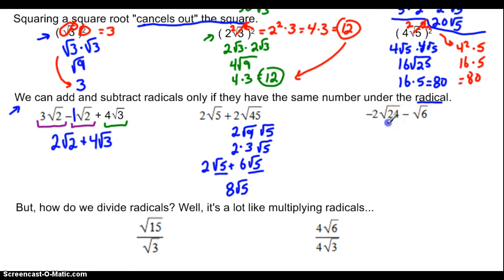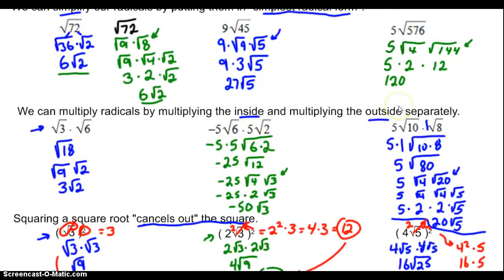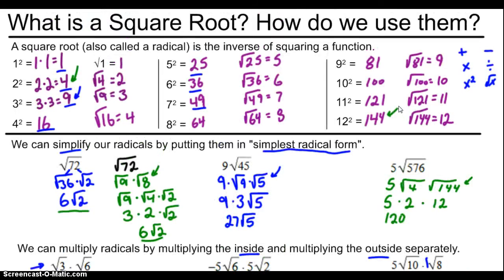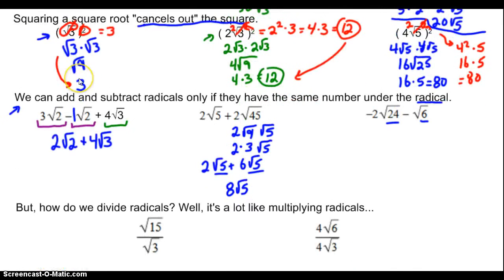You might look at this and say, okay, well, we can't add or subtract those because there's not the same number under that radical. No, definitely not at all. But wait, maybe we can simplify one of these. The square root of 6, that's already simplified as far as it can go. No perfect square divides 6. However, there are perfect squares that divide 24. Which perfect square is that? I think it's going to be 4. 4 divides 24. Let's take a look.